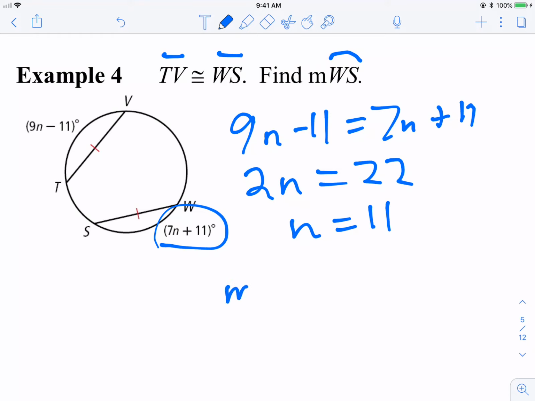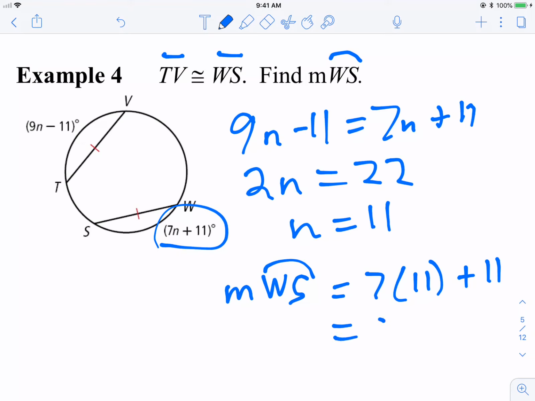So to get the measure of arc WS, we're going to say 7 times 11 plus 11. Really, this is like 8 times 11, giving us 88 degrees for the measure of arc WS.